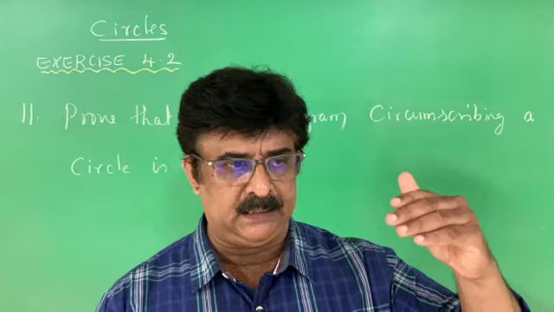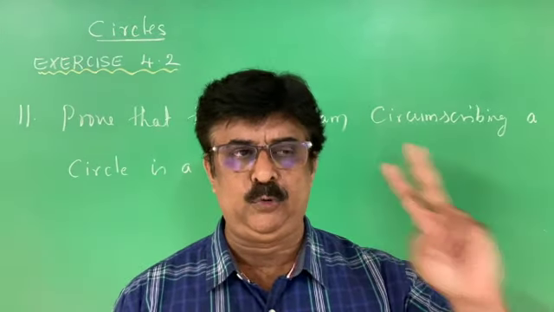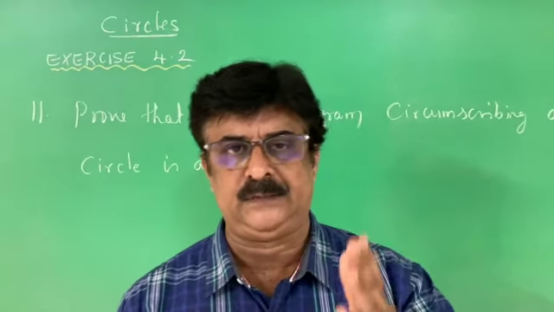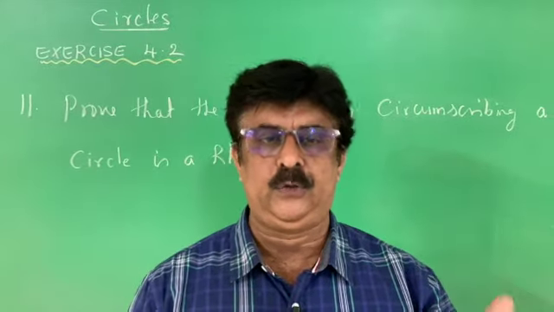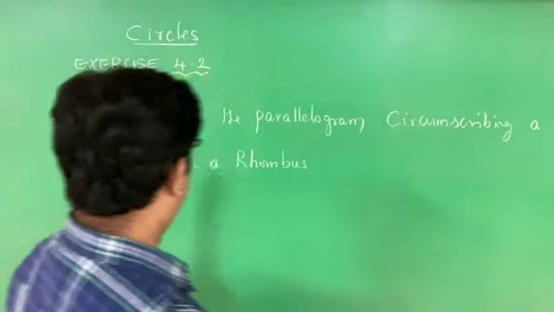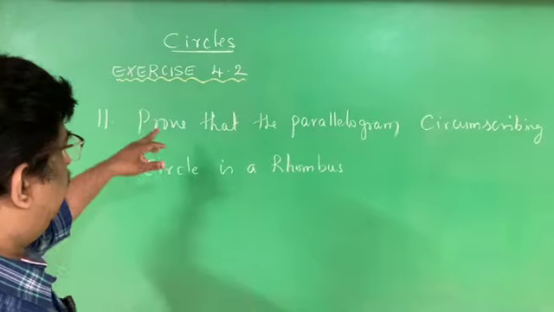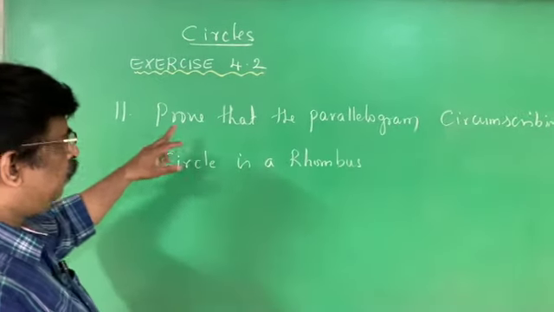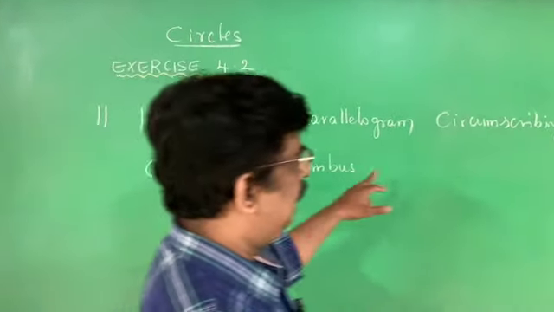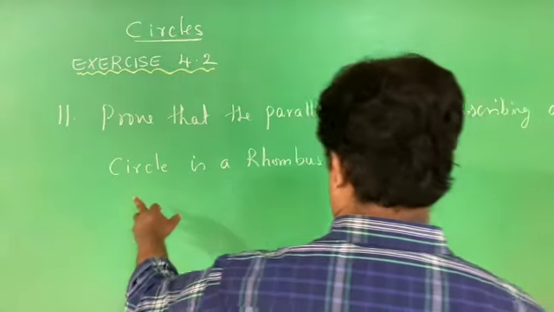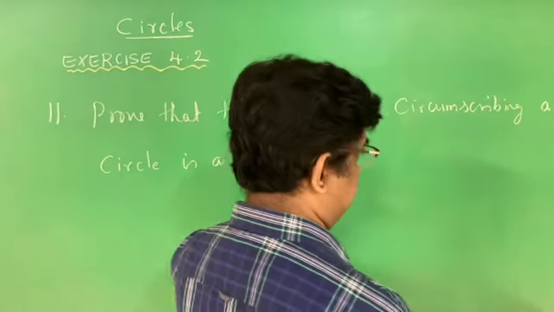And in this chapter, we have two exercises. One is 4.1, another one is 4.2. We are in 4.2, problem number 11. The problem is like this. Prove that the parallelogram circumscribing a circle is a rhombus.